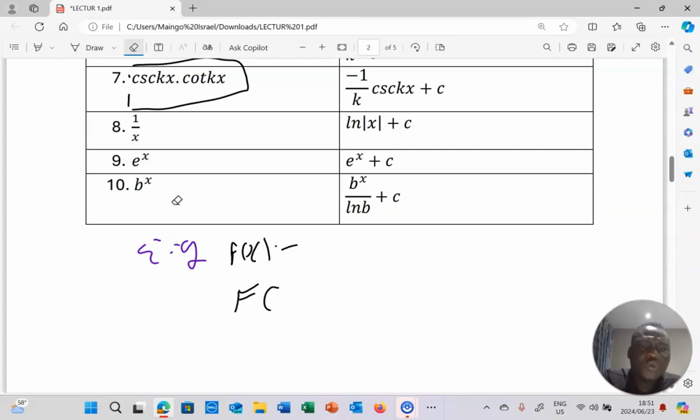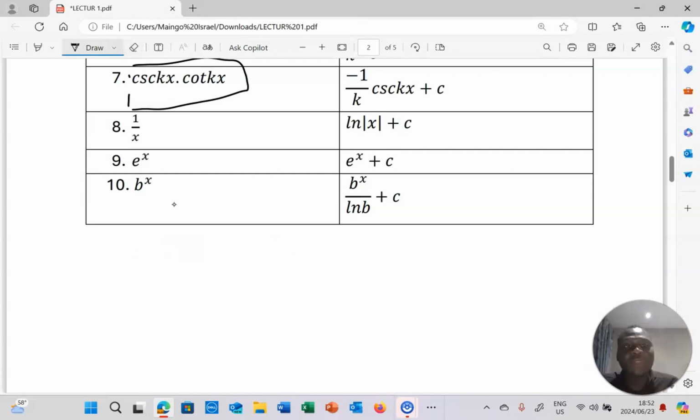So we can move to some examples and solutions to show you how we indeed apply these rules.